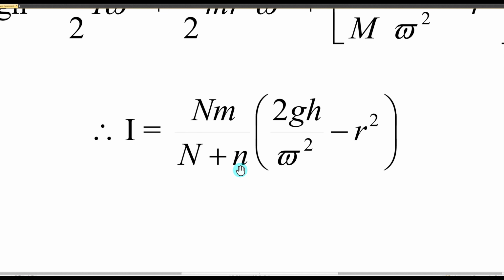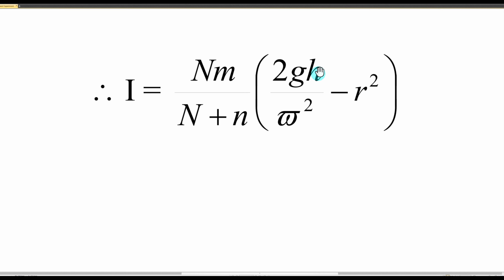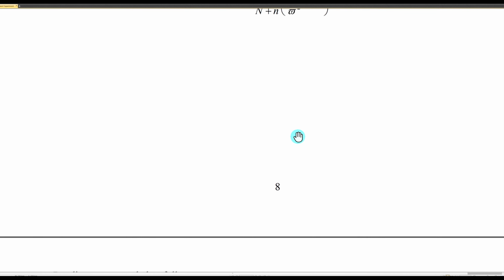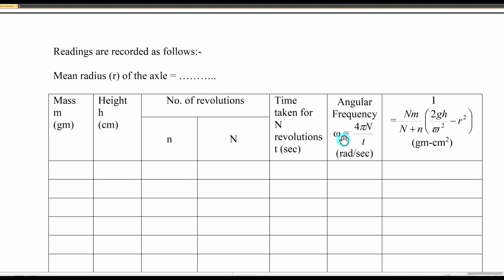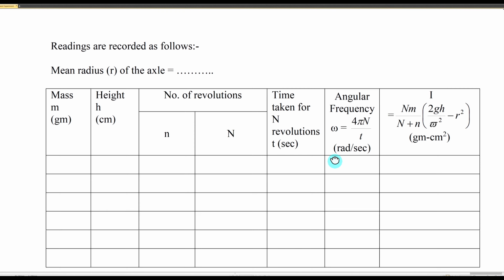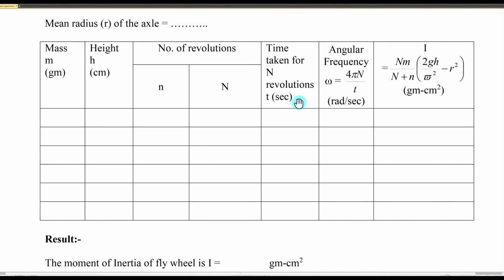The only point to be noted is that the small n is the number of threads that you are going to add there, and this N is the number of revolutions and height that you are going to measure every time, and omega will be calculated. Omega you are going to calculate from this tabular column, because you have the number of revolutions, you have the time, so you can make this formula and then convert it into omega.